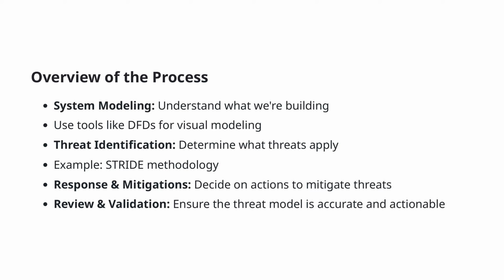Once threats are identified, we proceed to response and mitigations. This phase involves deciding on specific actions to either prevent or lessen the potential impact of these threats. Finally, the review and validation step ensures that our threat model is both accurate and actionable. This involves iterative checks to confirm that we have comprehensively addressed the identified threats and that our mitigations are effective. Understanding these steps from modeling to mitigation and validation lays a solid groundwork for robust threat modeling practices.